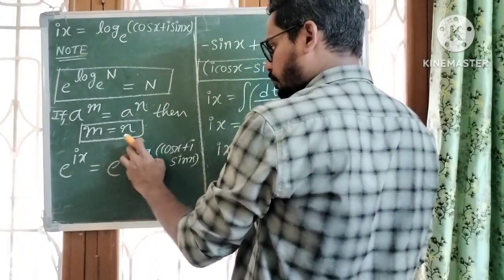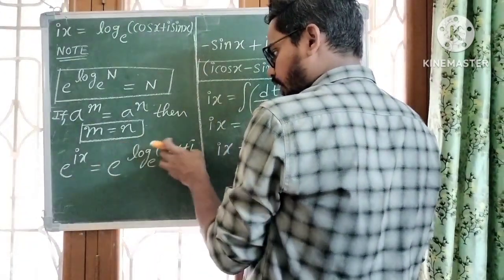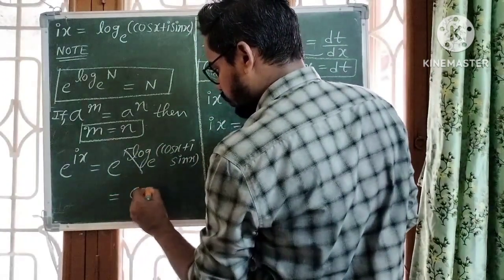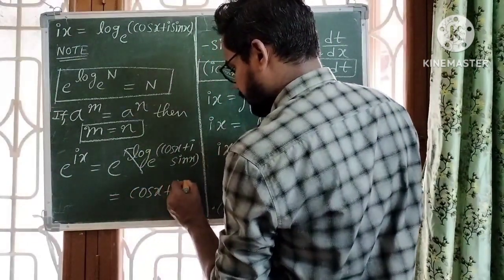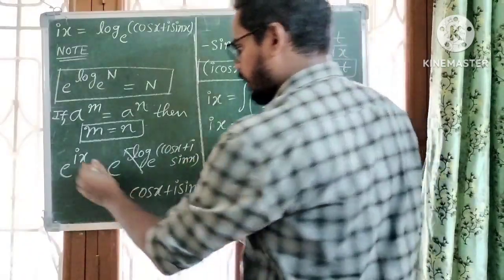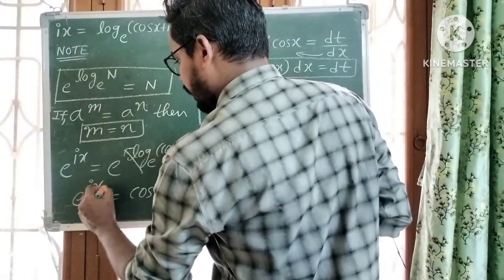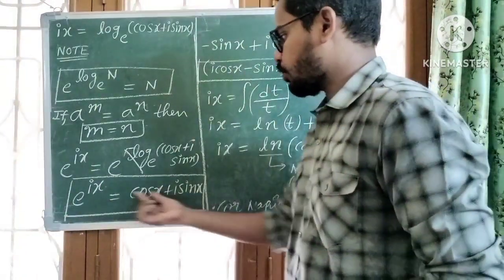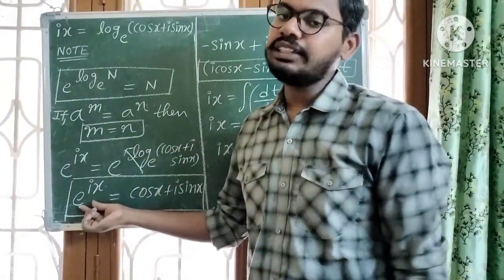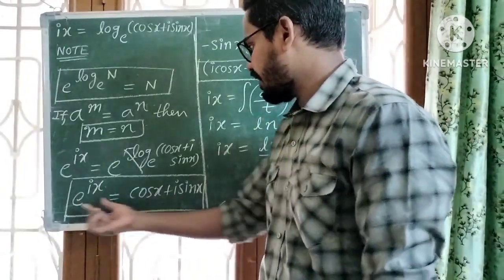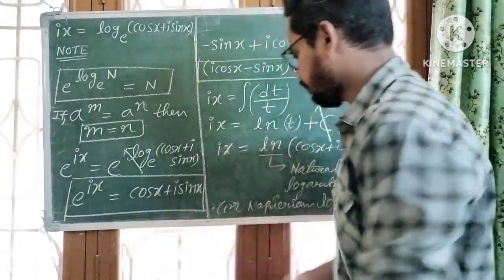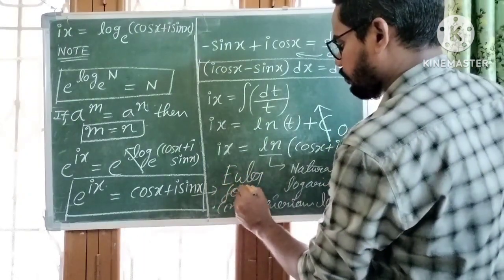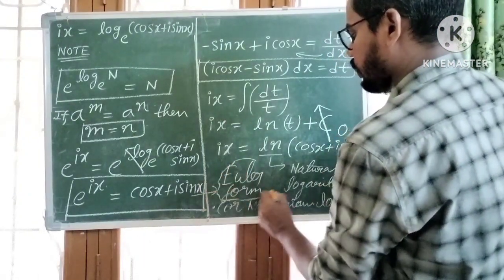So we know that e power log n to the base e is equal to n. Here n means cos x plus i sin x. Here you will get e power ix. So therefore finally cos x plus i sin x is equal to e power ix. Hence proved. This form is known as Euler form.